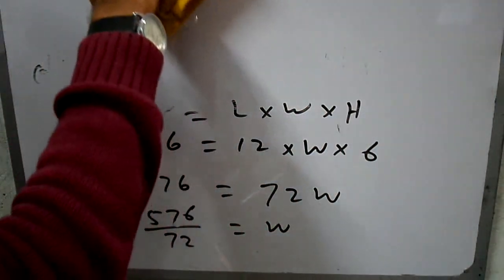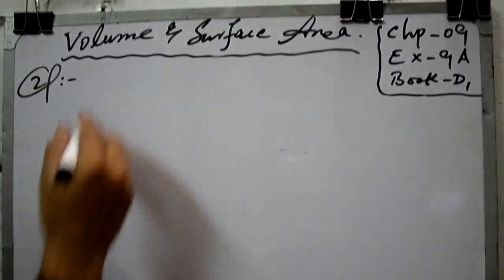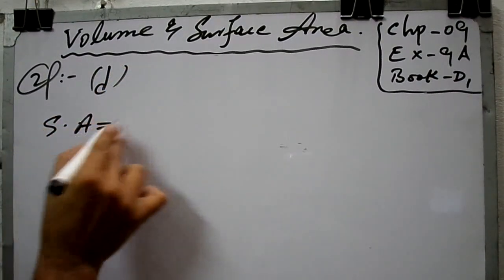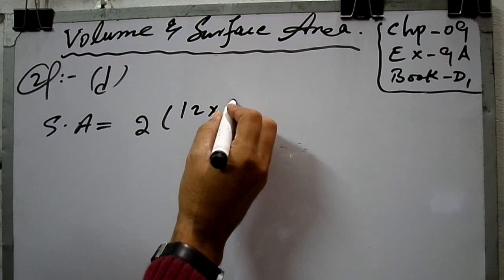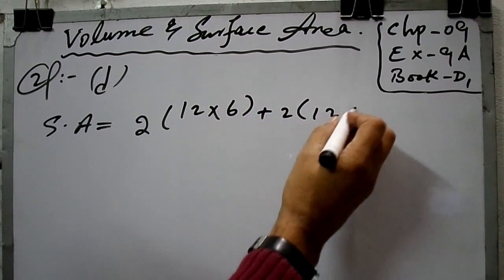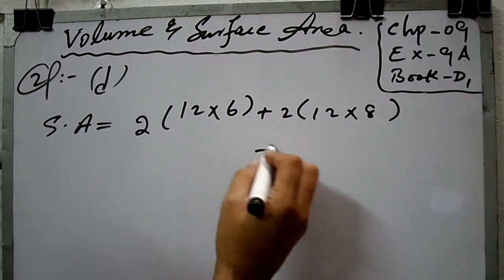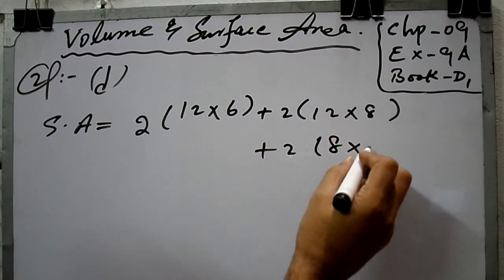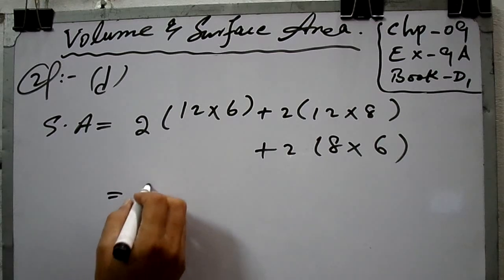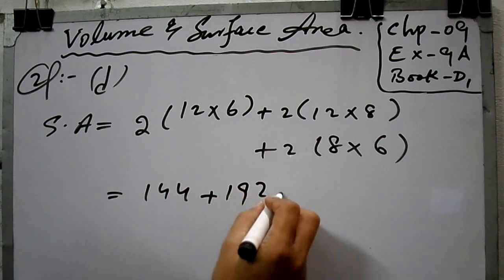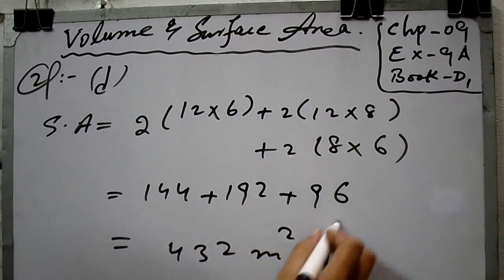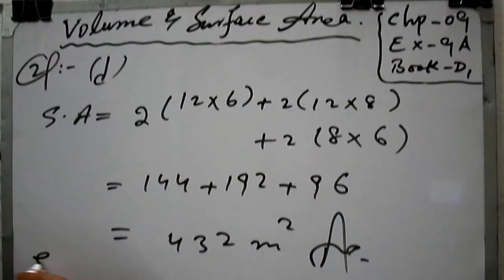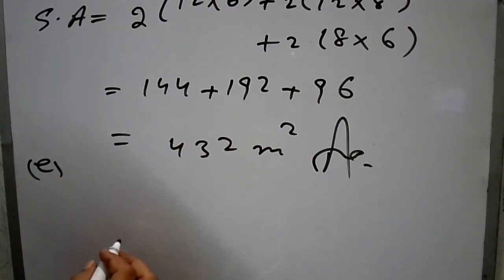Now the surface area of the D part. Surface area is equal to 2 into 12 into 6, 12 into 8 plus 12, 2 into 8 cross 6. So simplification you will get, so that is your result. Similarly in E part, we have to find its height.